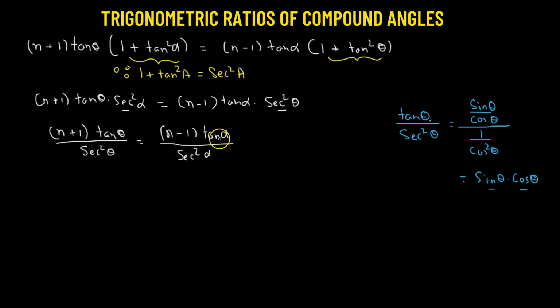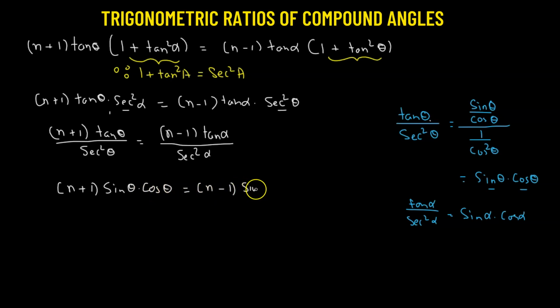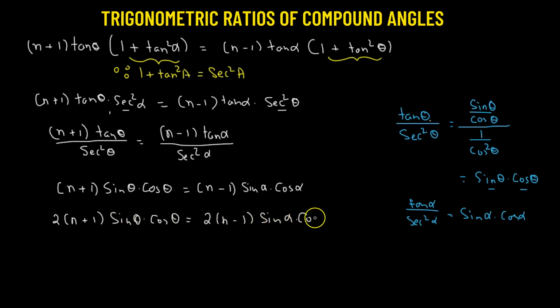And similarly, the ratio tangent alpha, so let's write it down here as well. So tangent alpha over secant squared alpha, using the same logic, we should get sine alpha multiplied to cosine alpha. We're going to use this value, so we get n plus 1 multiplied to sine theta times cosine theta, and this will be equal to n minus 1 times sine alpha times cosine alpha. Now we'll multiply both sides of the equation with 2, so we get 2 times n plus 1 times sine theta times cosine theta, which will be equal to 2 times n minus 1 times sine alpha times cosine alpha.